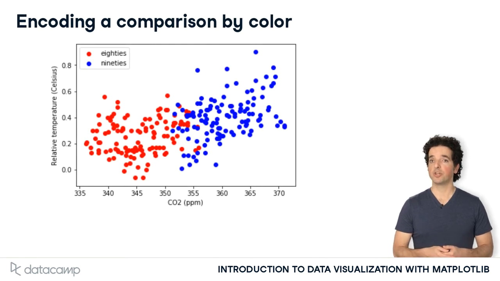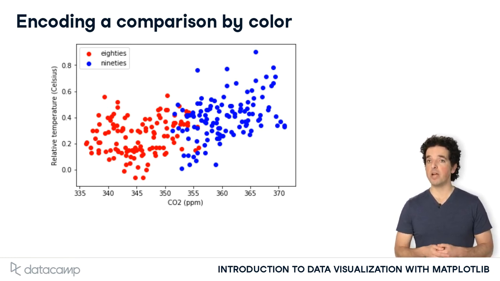This is what this figure looks like. You can see that the relationship between temperatures and carbon dioxide didn't change much during these years, but both levels of carbon dioxide and temperatures continued to rise in the 90s.